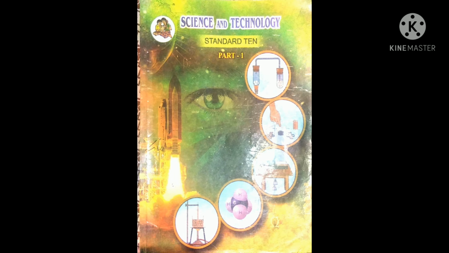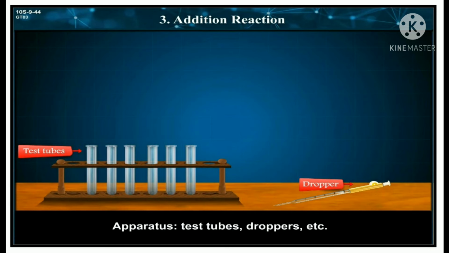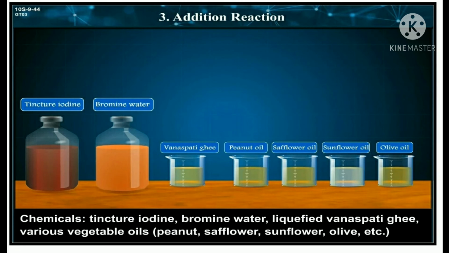Today we will see Science and Technology Part 1, the remaining part of the 9th chapter, that is carbon compounds. Let's begin with the third chemical property of carbon compounds, that is addition reaction. For this, one experiment is given. You will need apparatus, test tubes, droppers, etc.